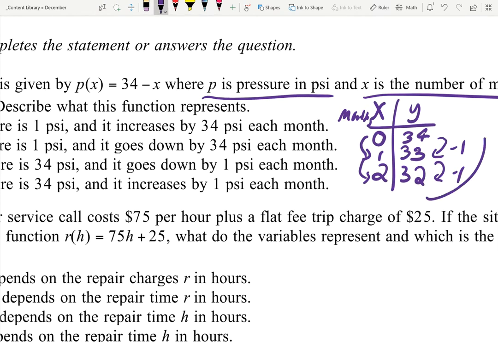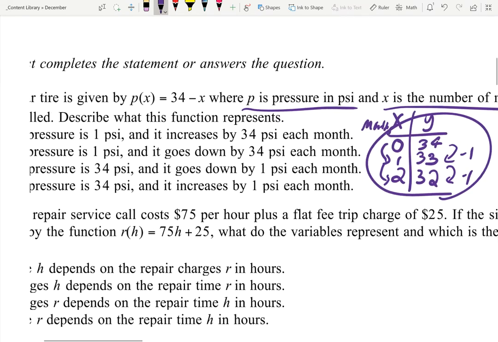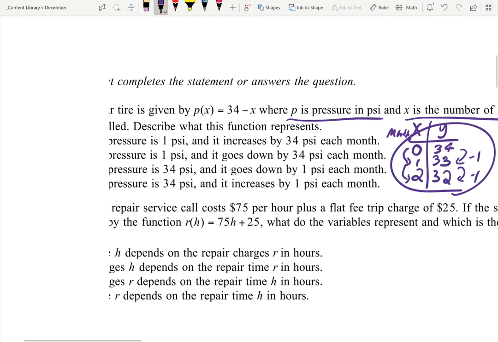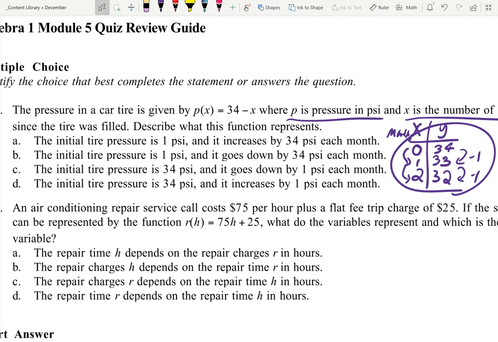Now, since we identified what's going on in this situation, let's read these answer choices and identify which one describes it. Answer choice A says the initial tire pressure is 1 psi and it increases by 34 psi each month. There's a lot of things wrong with this. First off, initial pressure is 1. We've already established the initial pressure was 34. Another red flag is that it increases. We can see a minus sign in this problem, so why would anything increase? So these are both red flags. It's definitely not answer choice A.